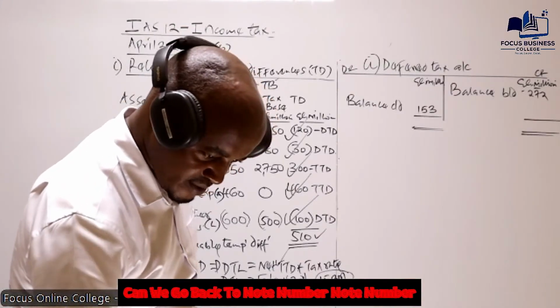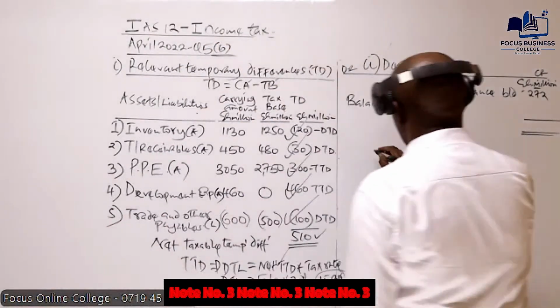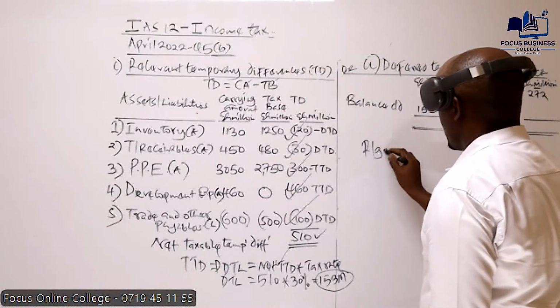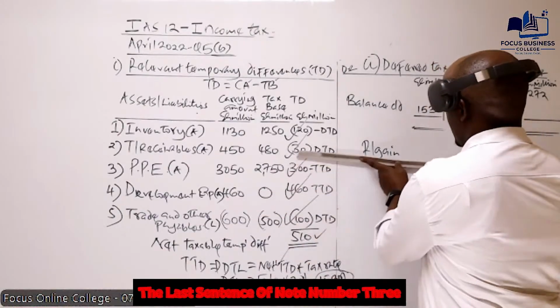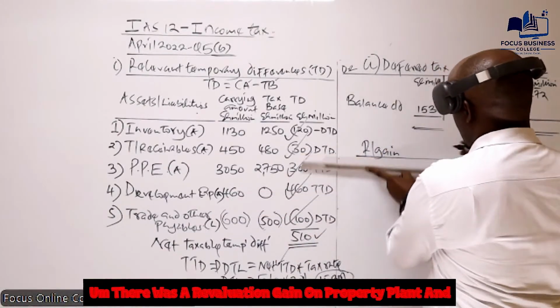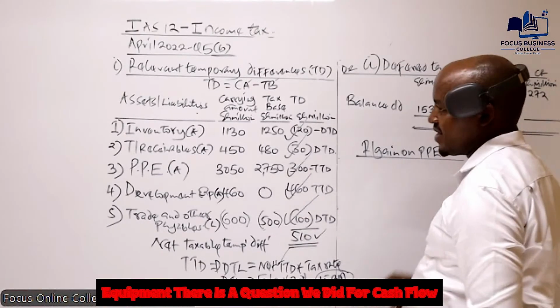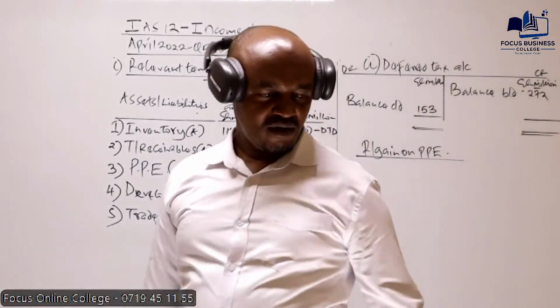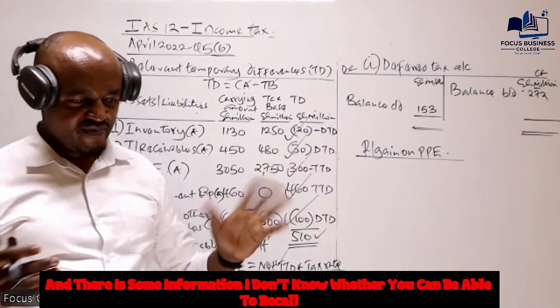There is something small I want to explain here. Can we go back to note number 3, specifically the last sentence of note number 3? There was a revaluation gain on property, plant and equipment. There is a question we did for cash flow, the one from the last sitting, and there is some information. I don't know whether you can recall that.